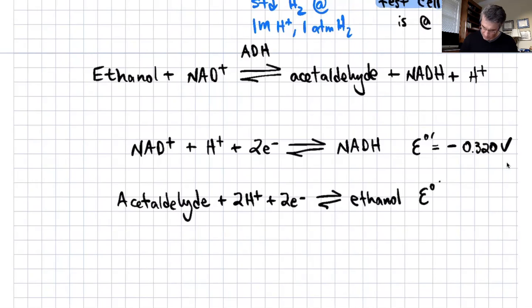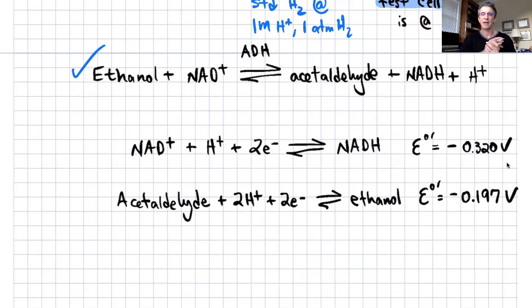And the standard reduction potential at pH 7 for that redox reaction is minus 0.197 volts, okay? But to use this, one of these we've got to flip around. The NAD reaction is running the right direction we want relative to the reaction we're thinking about, which is the oxidation of ethanol to acetaldehyde by NAD plus. That's running the right way.